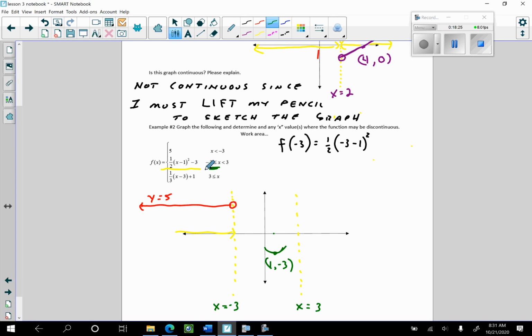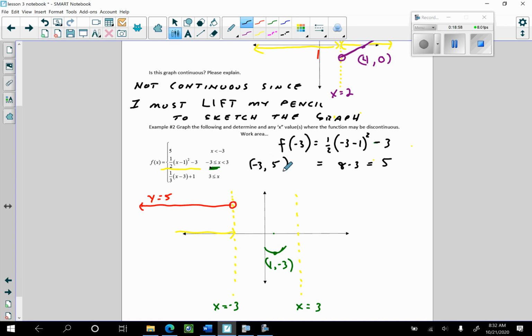And I notice that -3 is in the middle piece. So I'm going to put -3 in the middle piece. And here I go. -3 minus 1 is -4. Squared is 16. 1/2 times 16 is 8. 8 minus 3 is 5. Oh, that's interesting. So now I know this point (-3, 5) is on the graph.